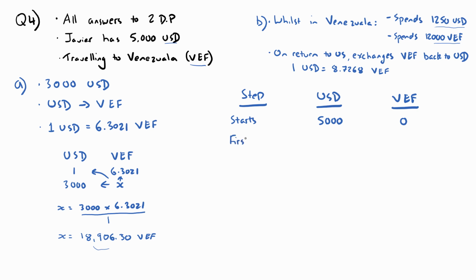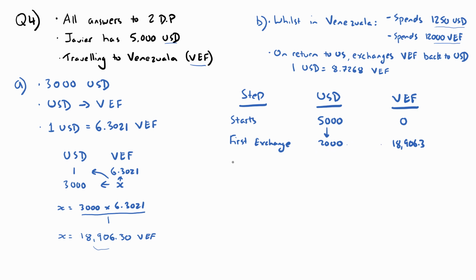He then does his first exchange, and this turns into 2,000 US dollars and 18,906.3 Venezuelan bolivars, and this is what occurred in Part A. So if you're unsure as to how we got to this line, I recommend going back and watching Part A. What I will talk about though is he only exchanged 3,000 US dollars. So therefore 5,000 minus 3,000, he's left with 2,000 US dollars. So at this point here, he has this much of each currency.